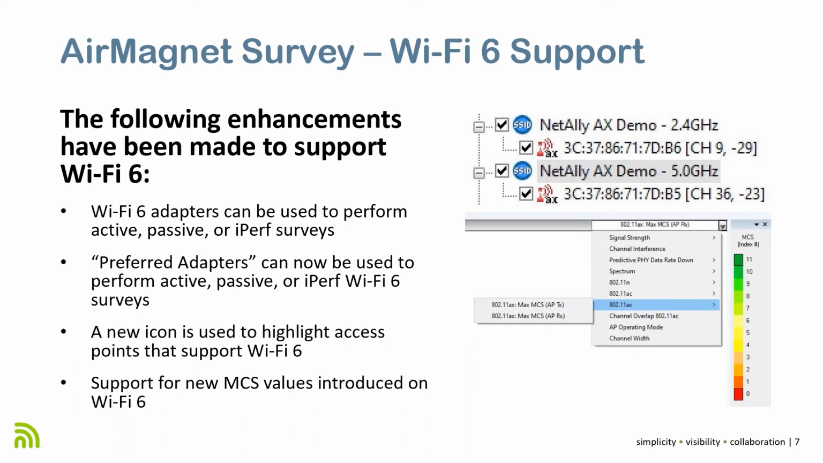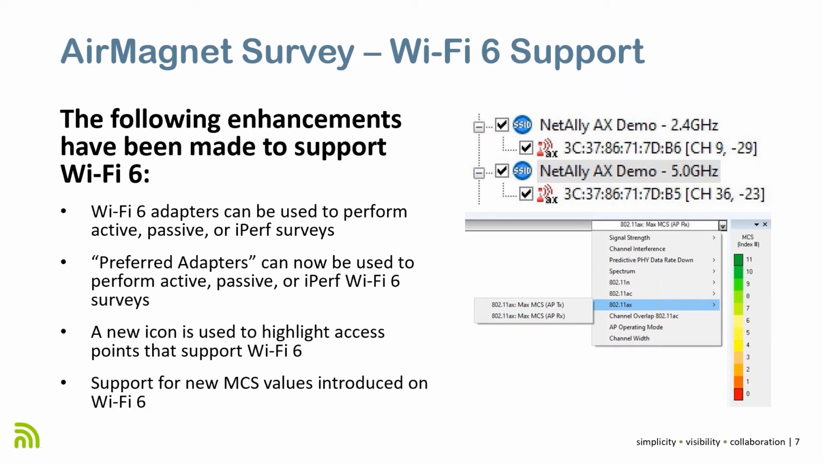Preferred adapters can now also be used to perform active, passive, or iPerf Wi-Fi 6 surveys. So yes, even though the preferred adapters are still Wi-Fi 5 or AC, mostly because there are no Wi-Fi 6 adapters out there yet, basically you can use them to perform active, passive, or iPerf Wi-Fi 6 surveys. So notice that even if you have one of the older Proxim 8494 adapters, which is a Wi-Fi 4 or 802.11n adapter, you will be able to use that one to perform a Wi-Fi 6 survey.